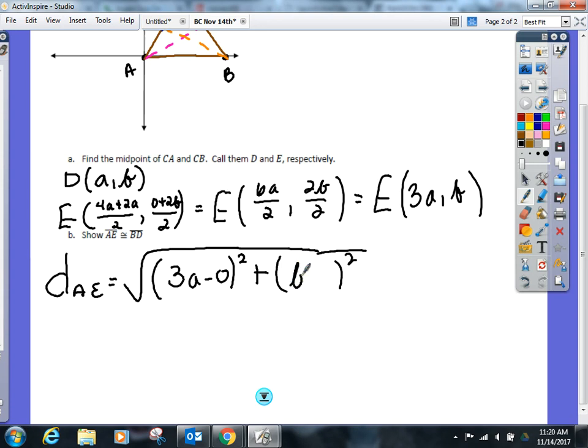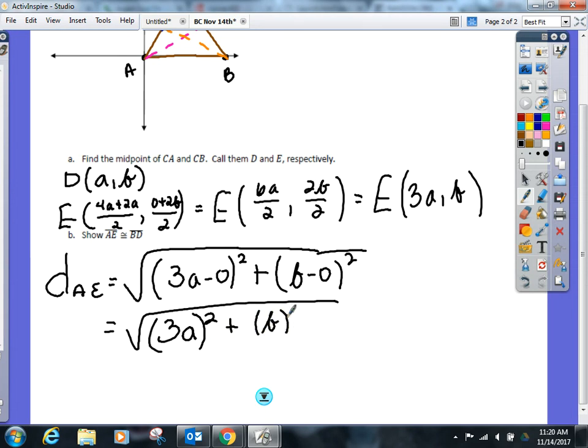B minus 0, all squared. All right, ready? I'm going to go a lot slower now because now the algebra's got to take over. Okay, what do I get here inside this parenthesis? Okay, 3A, ready? But it's not this, right? I don't want to see this written down because what's being squared here is just the A. I need it all squared. And then over here, I'm going to have B squared, okay.